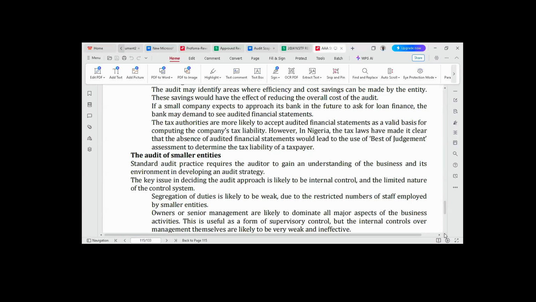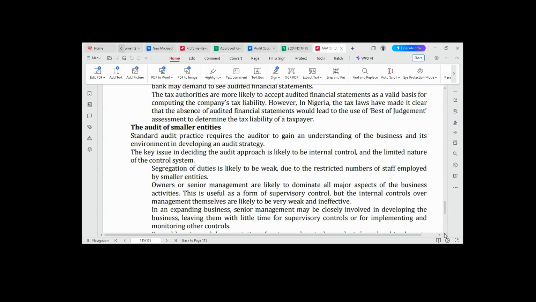Number two, the thing you need to have at the back of your mind, or the challenges that you have when you're auditing a small entity, is the fact that the owner of the business takes full control of every affair of the organization. They are in charge of decision making, making payments, procurement, and making sales. Everything that happens in the organization revolves around them. So that makes the internal control very, very weak.